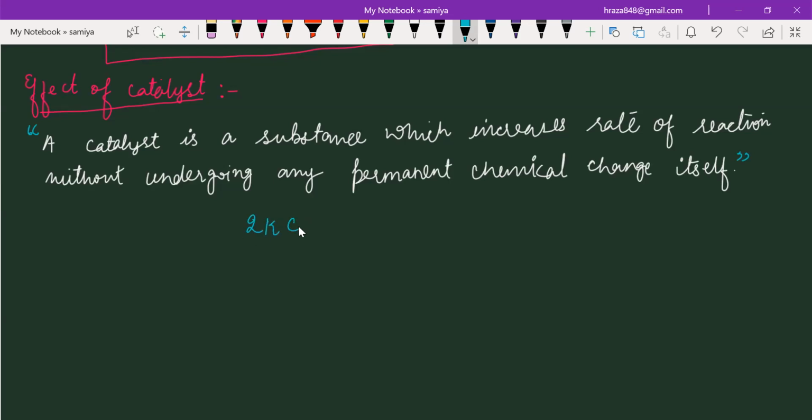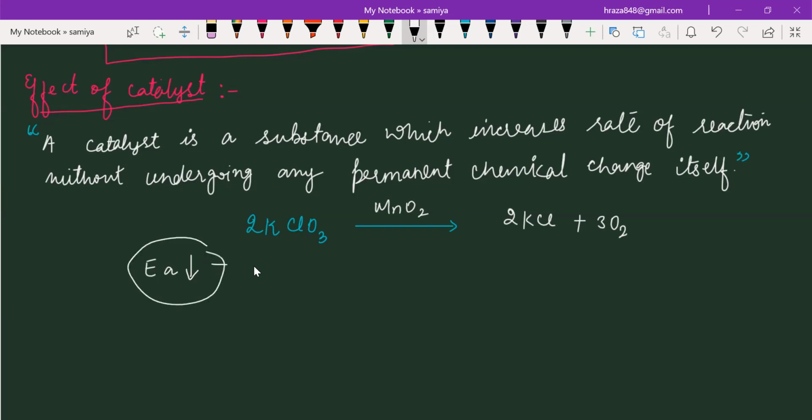I'm gonna explain. Just suppose this is 2KClO3, and if you are going to heat it, it will take time to break and give the products like 2KCl plus 3O2. But if you are going to use a catalyst like MnO2, the reaction will be very fast. Actually, what happens with the help of a catalyst is that activation energy decreases, and when activation energy decreases, the rate of reaction increases.